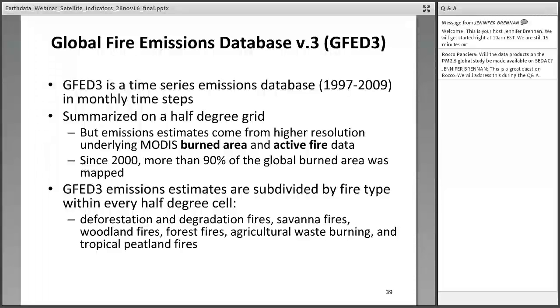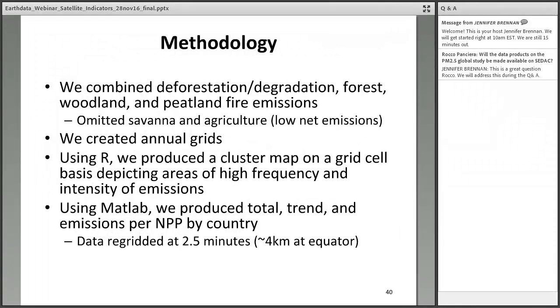They do divide up the fires into different fire types. Our main focus was on forest or deforestation and degradation fires, forest fires, woodland fires, and peatland fires. We, at that time, omitted savanna and agriculture, partly because of the low net emissions from those sectors. They're low net emissions because each year they may burn a certain area, but they grow back very quickly. So on an annual cycle, the net emissions is relatively low.